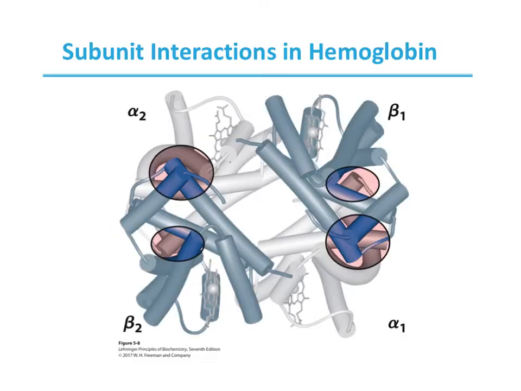There are strong subunit interactions in hemoglobin. The alpha subunits are called alpha 1 and alpha 2. The beta subunits are called beta 1 and beta 2. And the strongest subunit interactions, which are highlighted, occur between unlike subunits, between the alpha and the beta subunits.